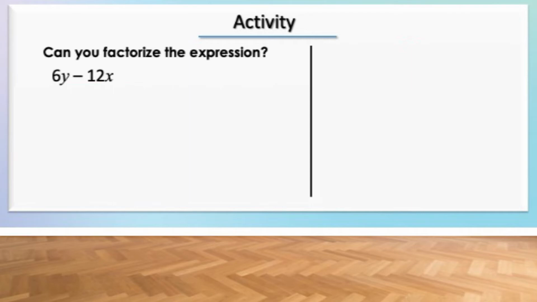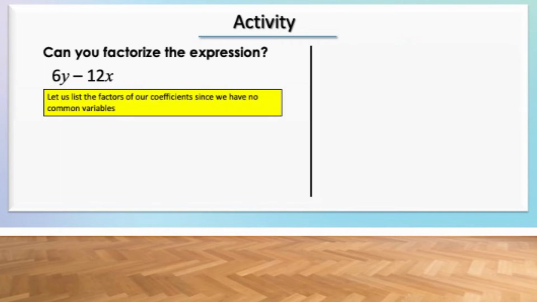Our first expression is 6y minus 12x. Remember, we need to find the common factor of the terms 6y and negative 12x. Since there are no common variables, can you say what the highest common factor of the coefficients are? Let us list the factors of the coefficients. For 6, we have 1, 2, 3, and 6.